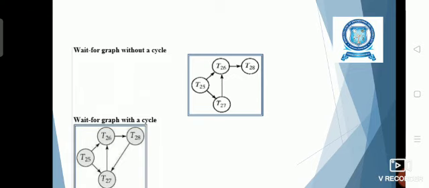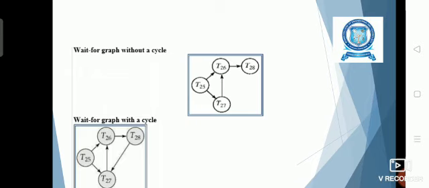So here there is a possibility of completing the execution of all the transactions. At first T28 will be executed. After that T26 can be executed. When T26 has completed its execution, it will release all the data items locked by it. After T26 releases the data items, T25 and T27 can be executed. So here there is no possibility of a deadlock situation. This is the graph without a cycle.